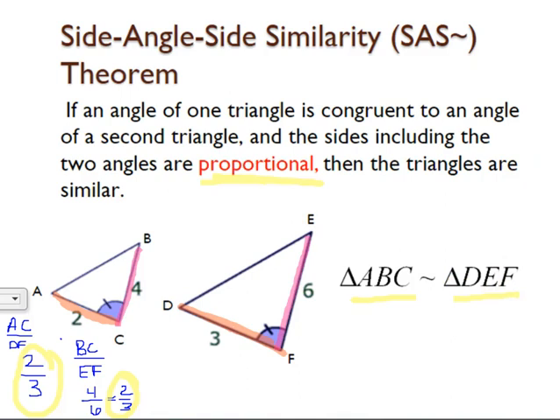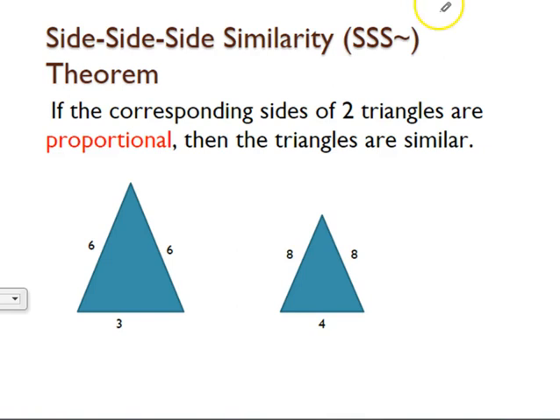I'm going to move on to the next slide, so if you need more time here, go ahead and click pause. And then the last one is the side similarity theorem. So if we are able to prove that all three sets of corresponding sides are proportional, then the triangles are similar. So let's take a look at how that works.